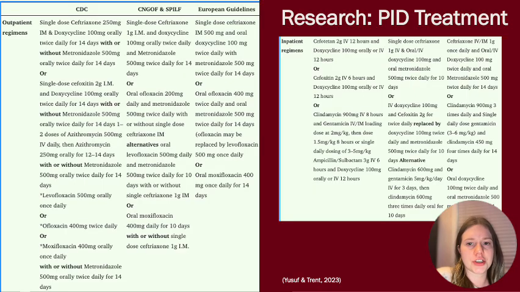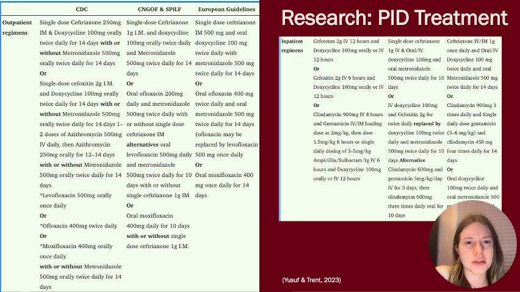Here is some research of PID treatment options. As you can see, it lists the CDC and then the CNGOF and SPILF, which is a French guideline, and then also some European guidelines. So we'll start with the CDC, which is the US guidelines. The outpatient empiric therapy for mild to moderate PID uses a combination of oral and parenteral agents. It includes a ceftriaxone plus doxycycline with or without metronidazole.